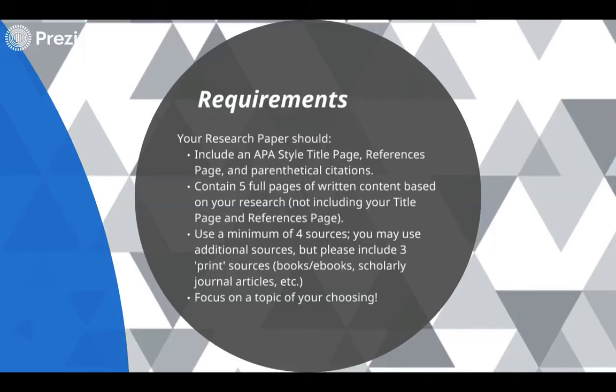research paper. Otherwise, please make sure that your research paper includes 5 full pages of written content based on your research. This 5-page requirement does not include your title page or references page, so your final paper should be at least 7 pages in length. Please also make sure to use a minimum of 4 sources. You may use additional sources in your paper, but please include 3 print sources, such as books or ebooks, and scholarly journal articles. Lastly, please make sure to focus your research paper on a topic of your choosing.